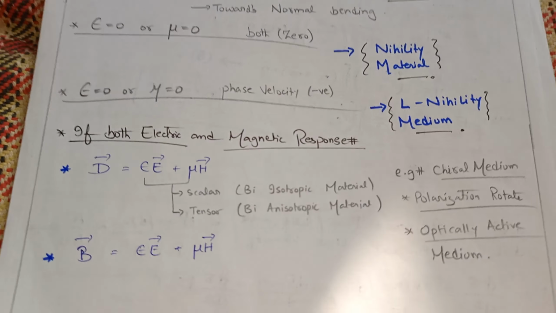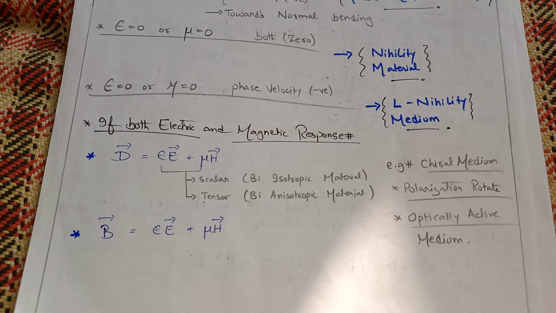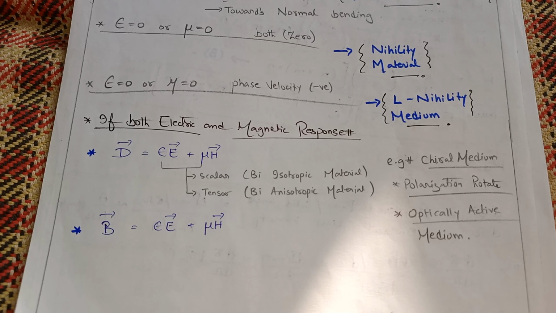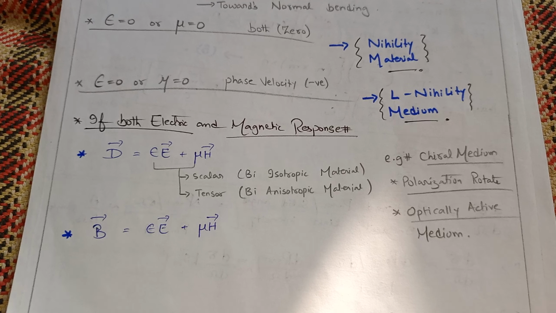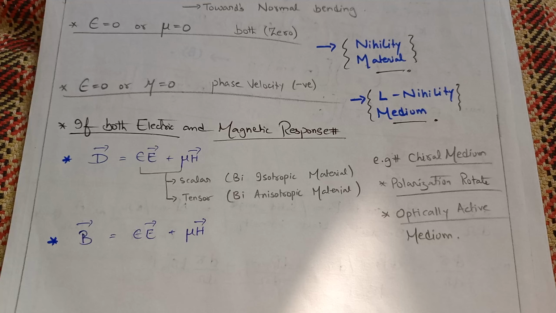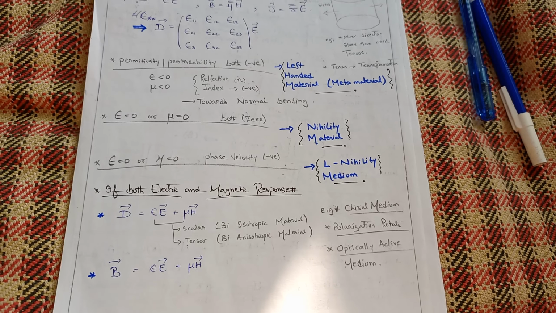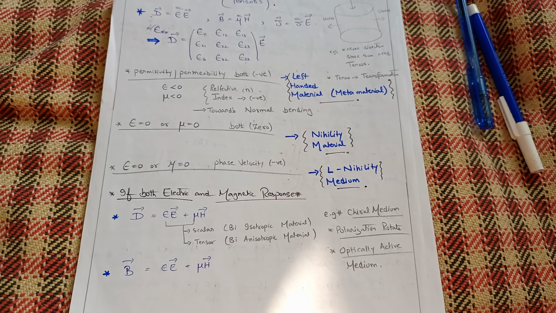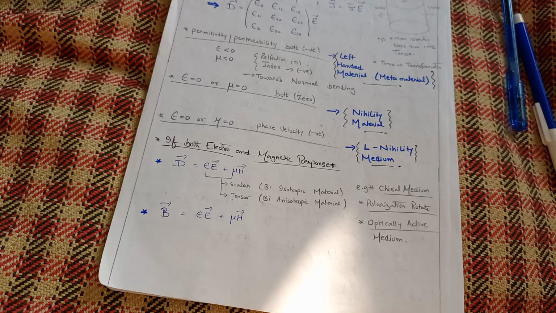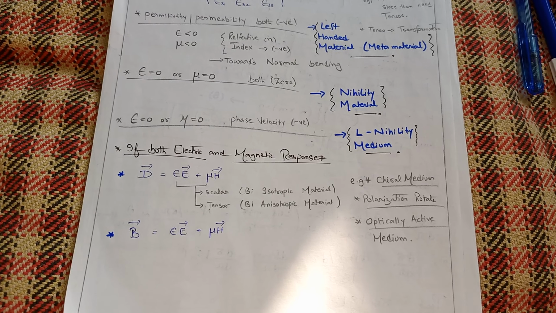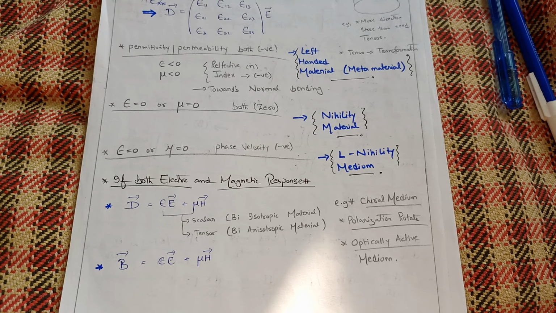An example of these are the chiral media, and these are basically used for polarization rotation. If you want to rotate the polarization, you can use these tensors. What it means is, if you want to convert perpendicular polarization to parallel polarization, or random polarization to linear polarization, you can use these types of fields by using these tensor relations.